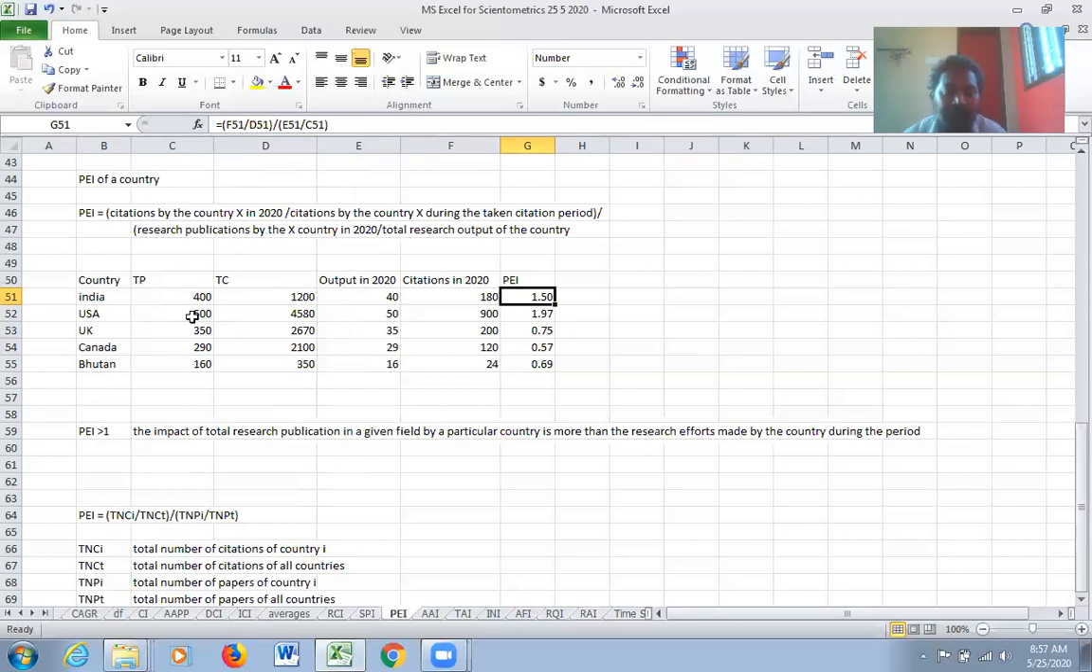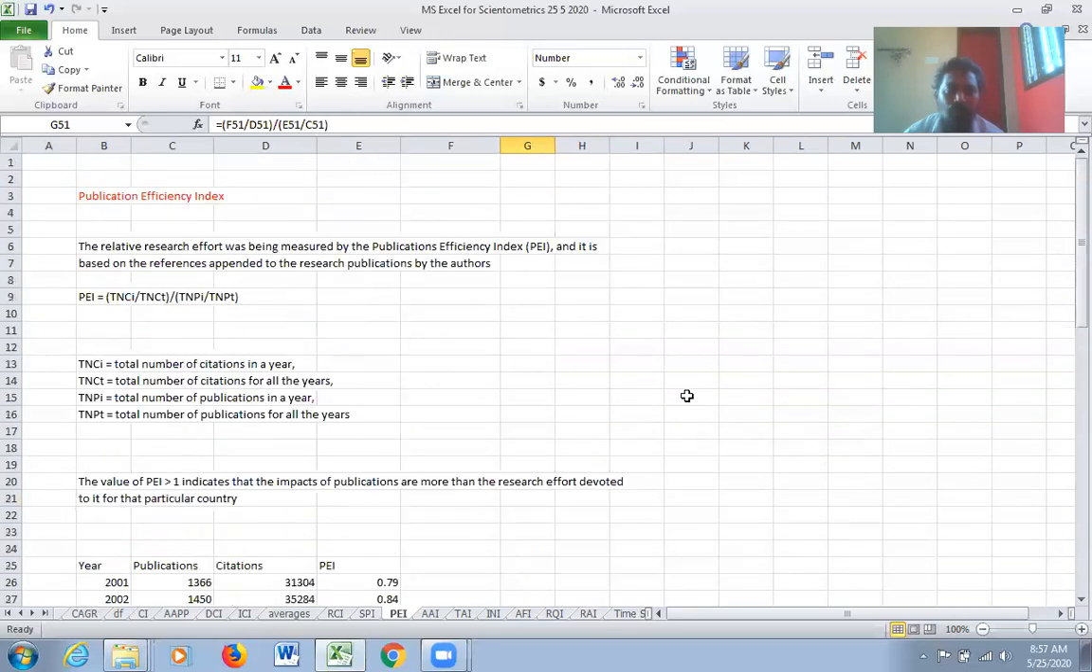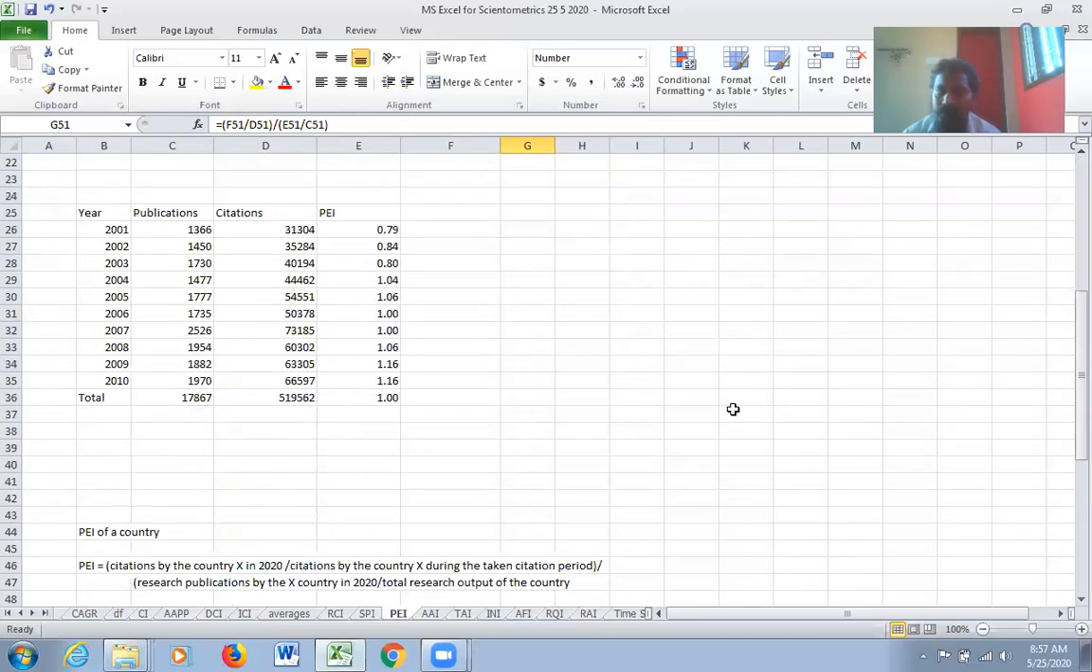So if you see, India's publication efficiency index is 1.50, a relatively very good efficiency in terms of the number of citations received by Indian publications. Fine. So both are possible. You can create one table for authors, one table for countries, and one table for year-wise publication efficiency index of a particular discipline or a particular author or a particular institution. So you can do all those kinds of calculations.